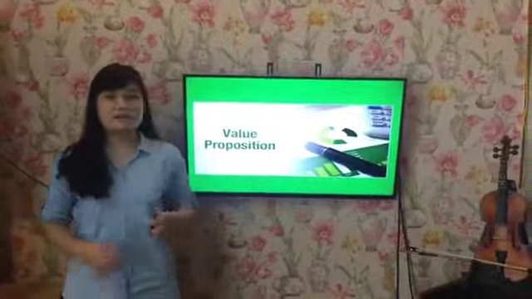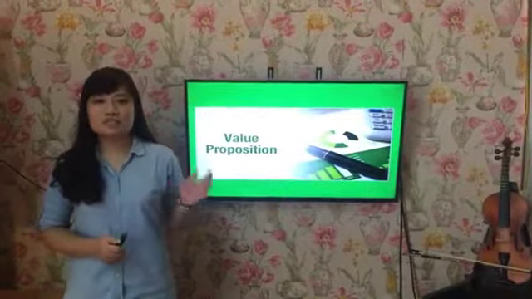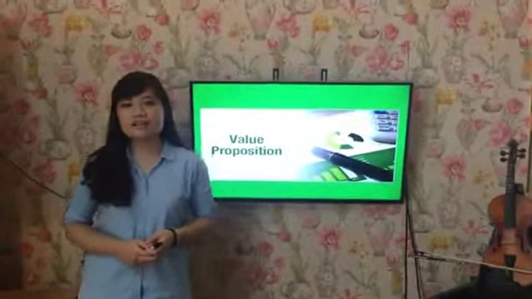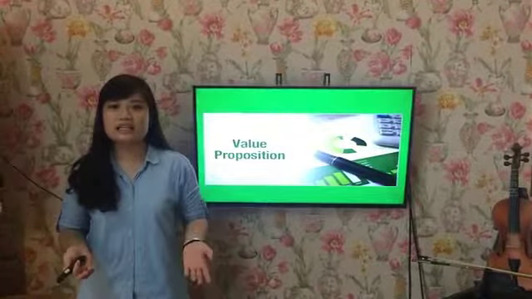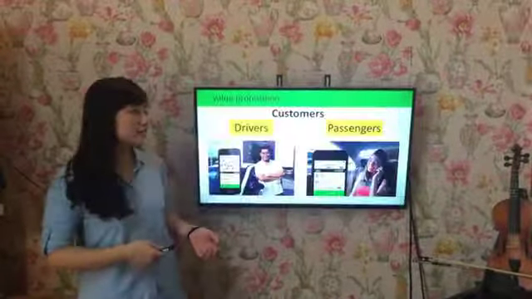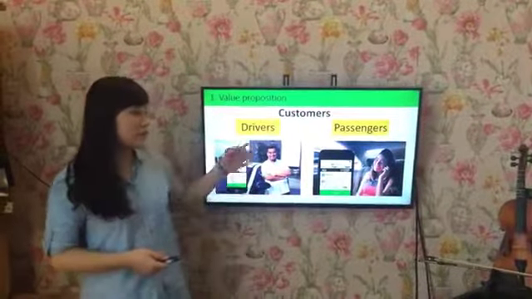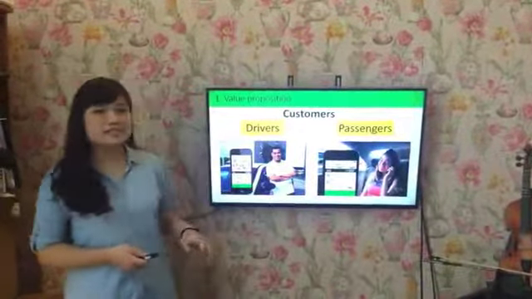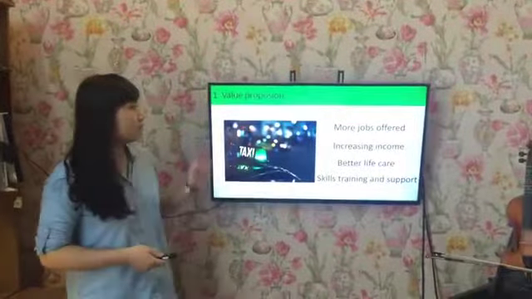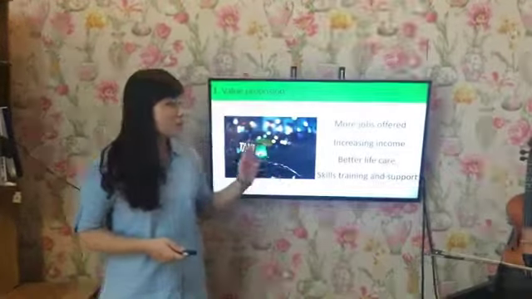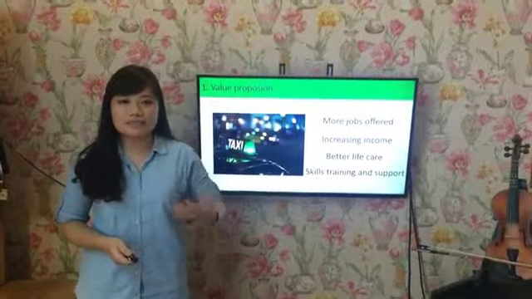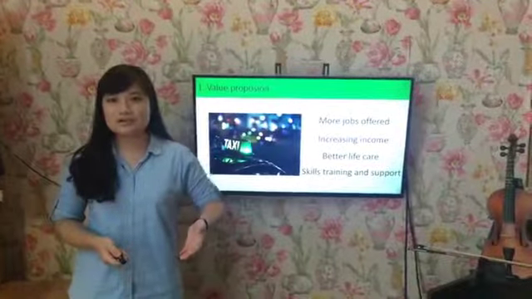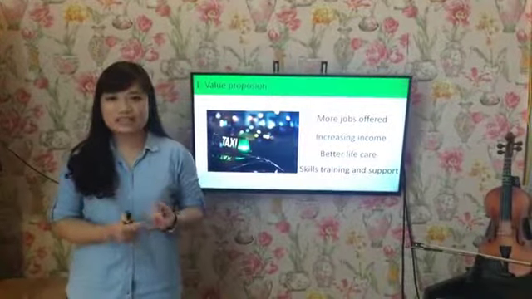Let me start with the very first key element, which is value proposition. To talk about it, we often talk about how a company's product and service fulfill their customers' needs. For Grabtaxi, there are 2 types of customer, which are drivers and passengers. So let's start with drivers first. For drivers, they can get more jobs because they can freely apply, and it's very easy to become a Grabtaxi driver. They only need a car and a license.